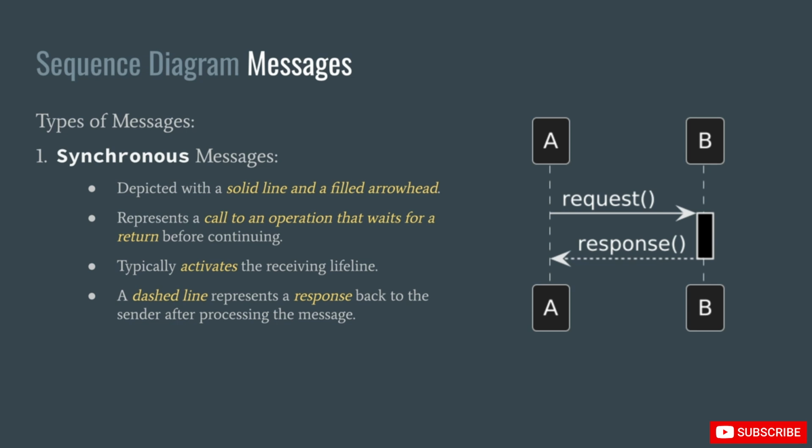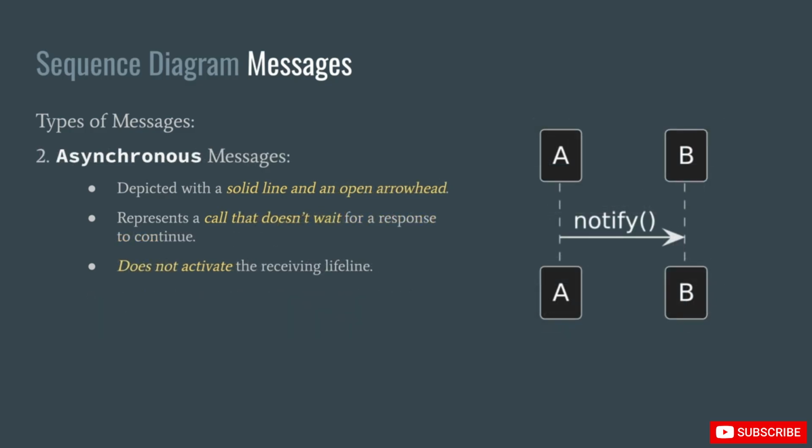A dashed line represents the response back to the sender after processing the message. Asynchronous messages are depicted with a solid line and an open arrowhead. They represent a call that doesn't wait for a response to continue, and they do not activate the receiving lifeline.